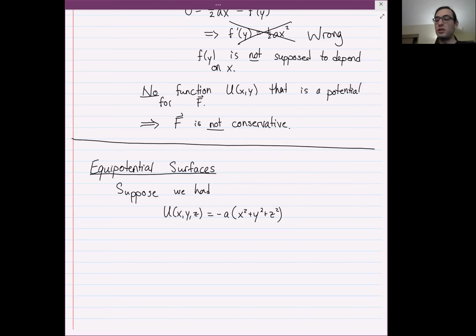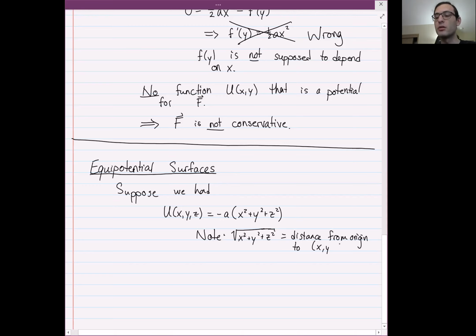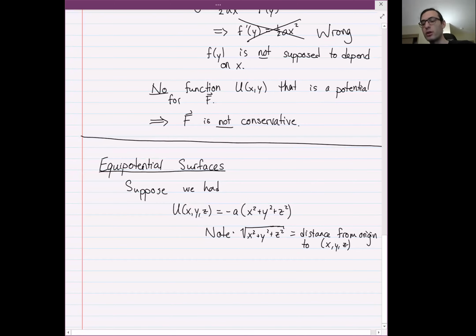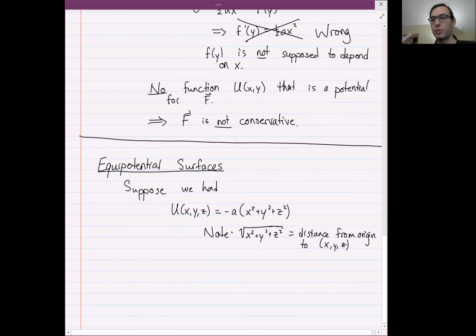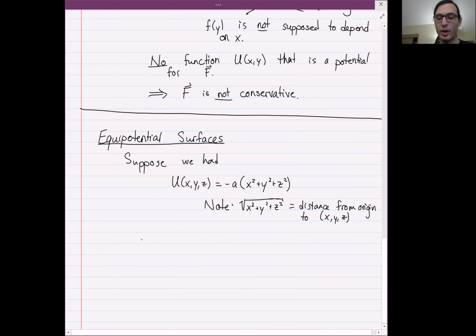So just a quick note, the square root of x squared plus y squared plus z squared is equal to the distance from the origin to the point x, y, z, right? Given some coordinates x, y, z, the distance from the origin to that point is given by the Pythagorean theorem, square root of x squared plus y squared plus z squared. So what does that tell us about this potential energy function?